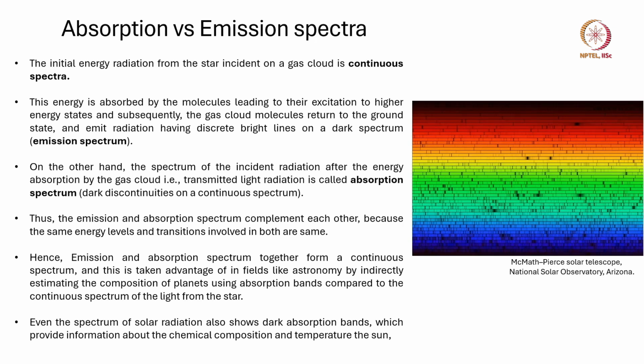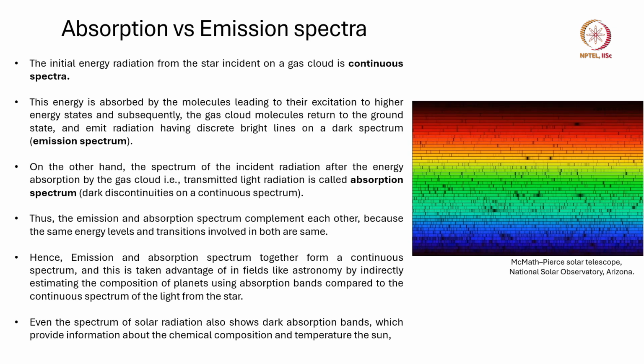On the other hand, the spectrum of the initial radiation after the energy has been absorbed by the gas cloud, that is, the spectrum of the transmitted light radiation, is the absorption spectrum, that is, dark discontinuities on a continuous spectrum. Thus, the emission and absorption spectrum complement each other because the same energy levels and transitions are involved in both the cases. Hence, the emission and absorption spectrum together form a continuous spectrum, and this is taken advantage of in fields like astronomy by indirectly estimating the composition of planets using absorption bands compared to the continuous spectrum of the light from the respective star.